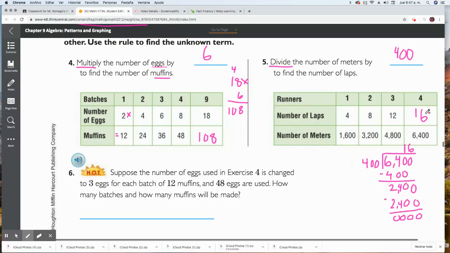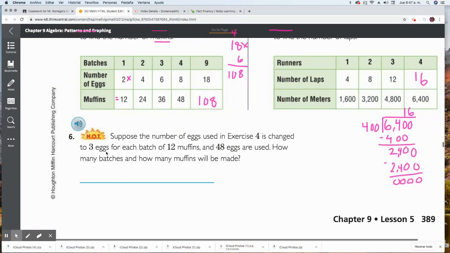All right. Moving on to number 6. Suppose the number of eggs used in exercise 4, which is this one right here, is changed to 3 eggs for each batch of 12 muffins, and 48 eggs are used. How many batches and how many muffins will be made?